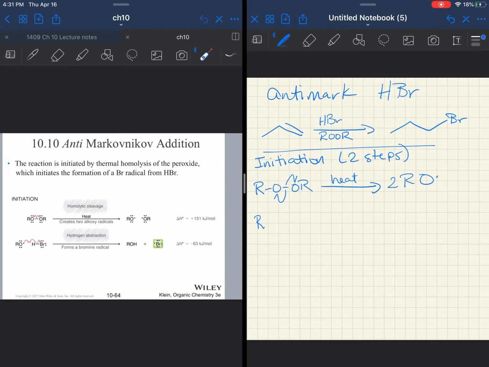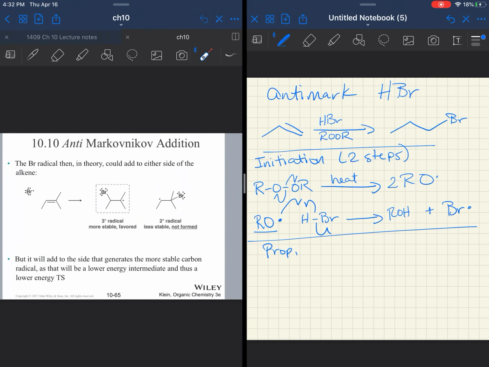Now, it is that RO radical that reacts with HBr. This is still considered an initiation step because this is not a starting material. This is a catalyst that jumpstarts the reaction. This is going to cause another homolytic cleavage where we wind up with some alcohol and bromine radicals. That bromine radical is what's going to move on to our propagation step.